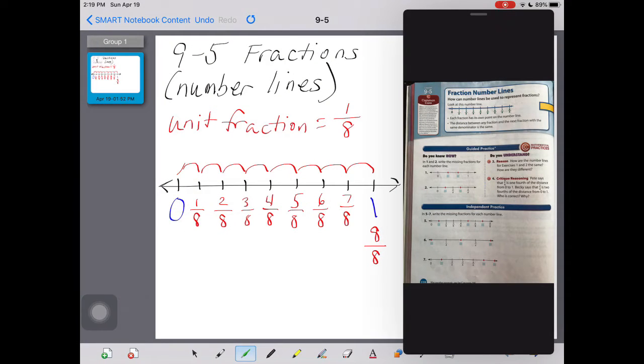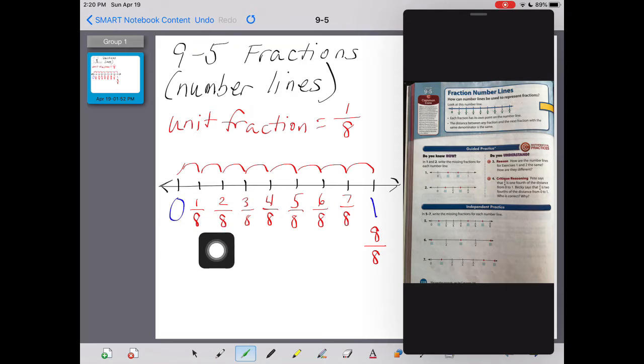All right, some things to observe from this is that if you notice the denominator, the number at the bottom of the fraction, what do you notice about the denominator? It's all the same. Because remember, the denominator of a fraction tells you how many equal parts there are for one whole. So in this case, it's been divided up into 8 equal parts, so the denominator will stay 8.